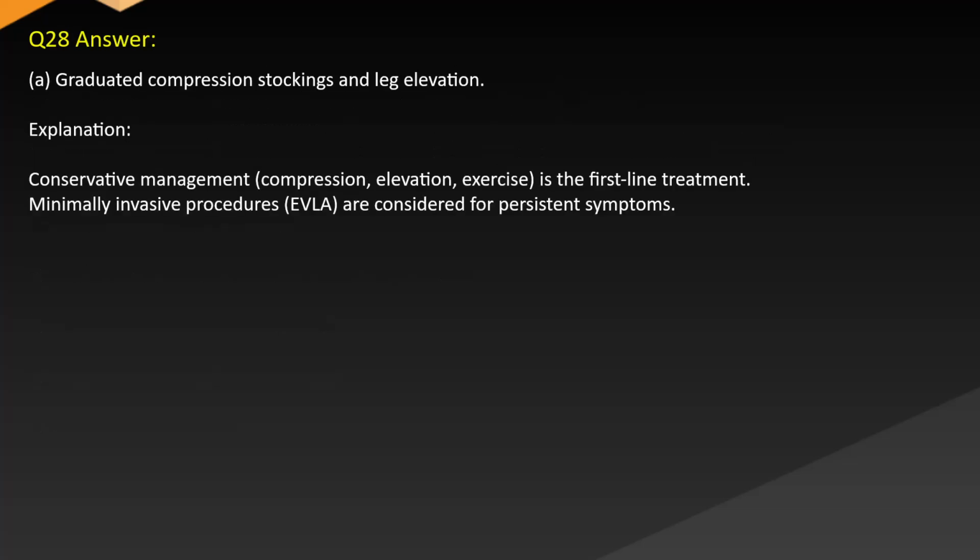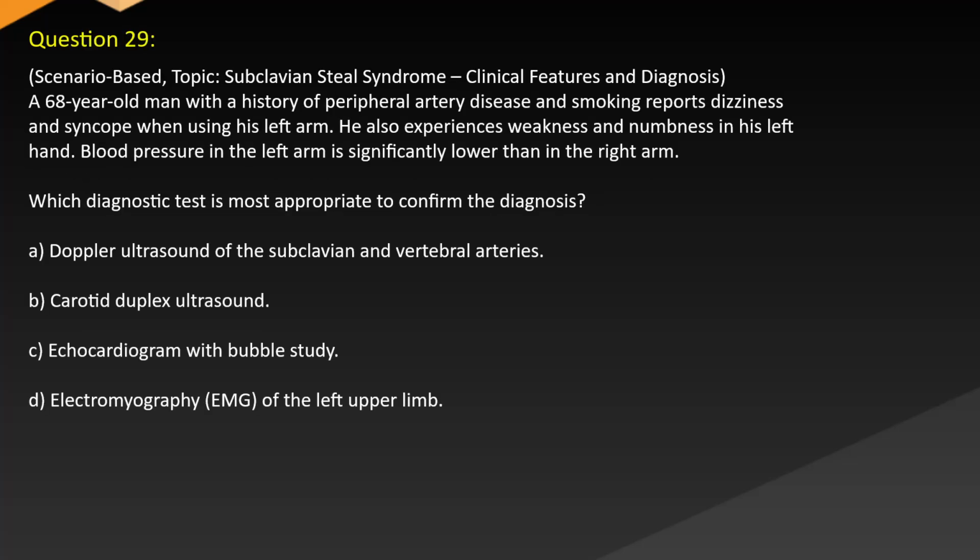Answer: A. Graduated compression stockings and leg elevation. Explanation: conservative management with compression, elevation, and exercise is the first-line treatment. Minimally invasive procedures, EVLA, are considered for persistent symptoms. Question 29, scenario-based. Topic: Subclavian steal syndrome. Clinical features and diagnosis: a 68-year-old man with a history of peripheral artery disease and smoking reports dizziness and syncope when using his left arm. He also experiences weakness and numbness in his left hand. Blood pressure in the left arm is significantly lower than in the right arm.